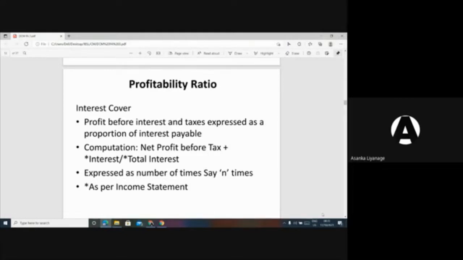Net profit before tax, we have to add the interest, then you have net profit before tax and interest. If the figure is given straight away, no need to add back the interest. You take net profit before interest and tax, right? Divided by interest. Then the answer will be number of times, 5 times, 6 times, 7 times, 8 times.